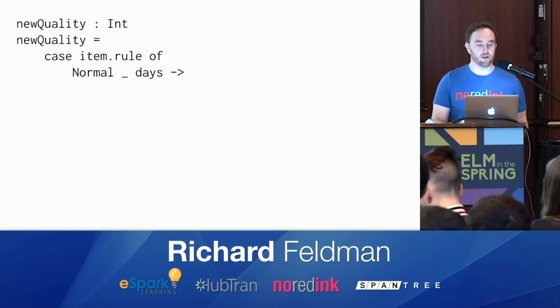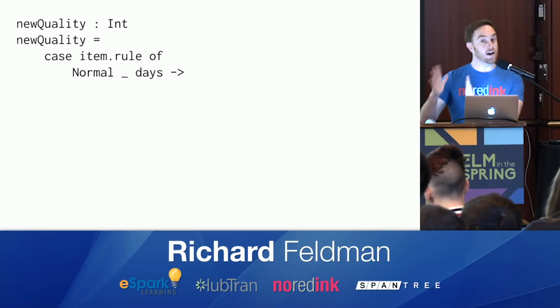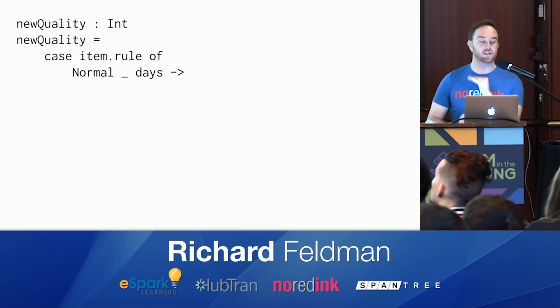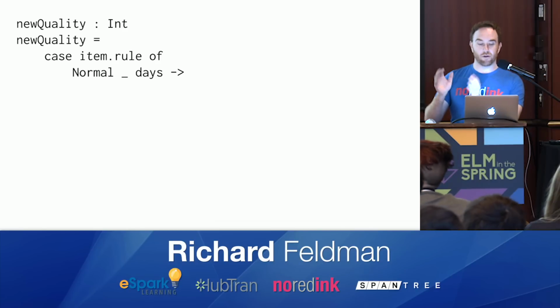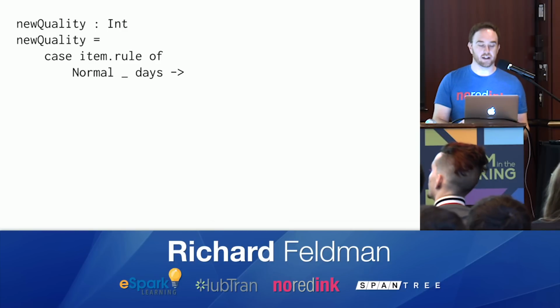All right, so this is the beginning of our conditional. Again, we're going to start with a case on item.rule, because each of these items plays by different rules, and we've now written down all of the different rules, all of the edge cases. We've captured that in advance of when we actually wrote our first conditional here for this business logic of updating the quality.